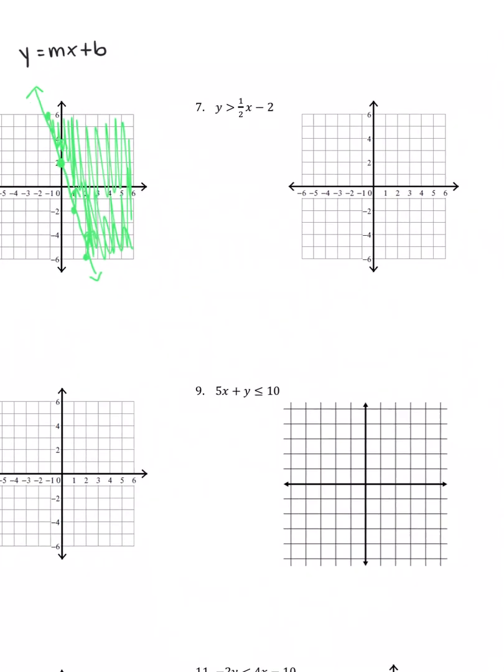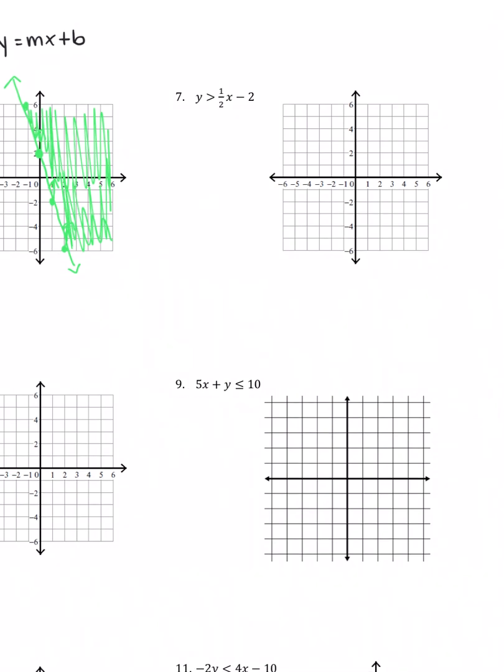Okay, so let's look at number 7. Okay, we're going to treat it the same way. So we're going to use this kind of like an equal sign. Okay, we're going to first look, am I in Y equals mx plus b? So I have Y, and then I have that symbol is greater than 1/2 x minus 2. Yep, the Y is all by itself. So I can go ahead and graph this.